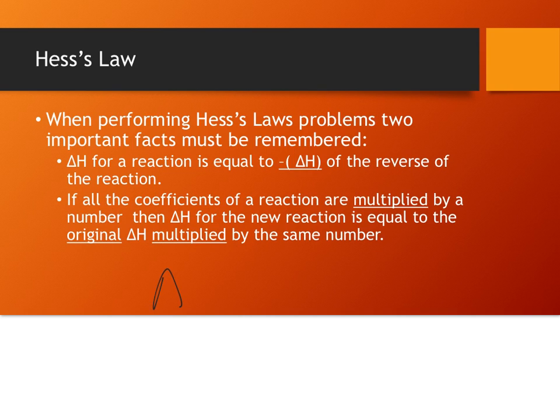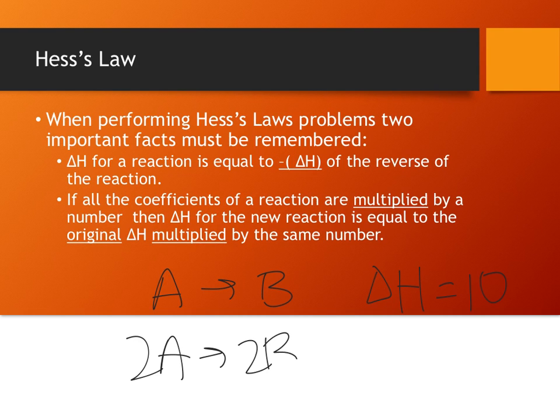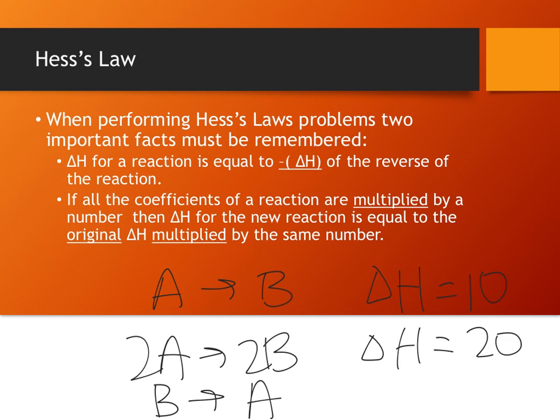Meaning, let's pretend I've got A producing B. My delta H is 10 kilojoules. That says that 2A to 2B, my delta H is 20. That also would say that B to A, my delta H is negative 10. So there you go, just kind of a summary.